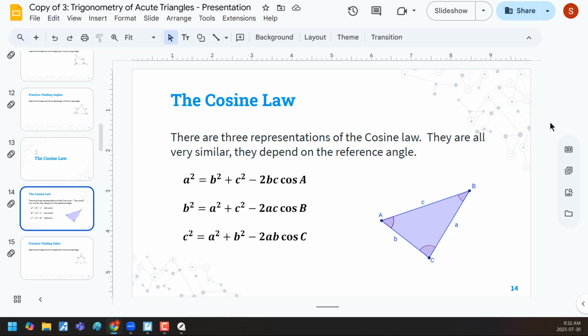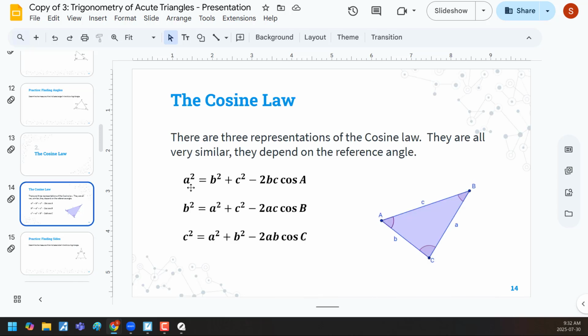There are three representations of the cosine law. So it's like the sine law where you have two ways of writing it, but they're all the same. It's kind of like that where for cosine, you have three different ways of writing it, but they all really are the same in terms of the math. They're all very similar. They depend on the reference angle. That's important though, the reference angle.